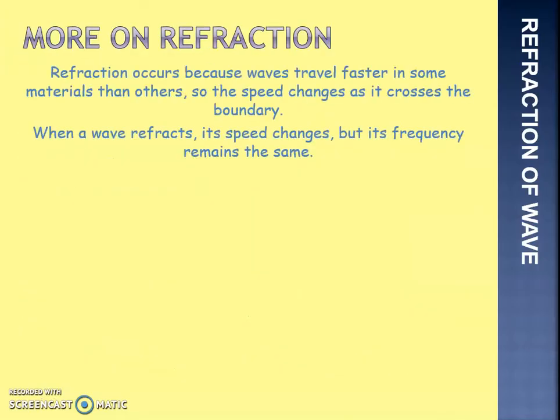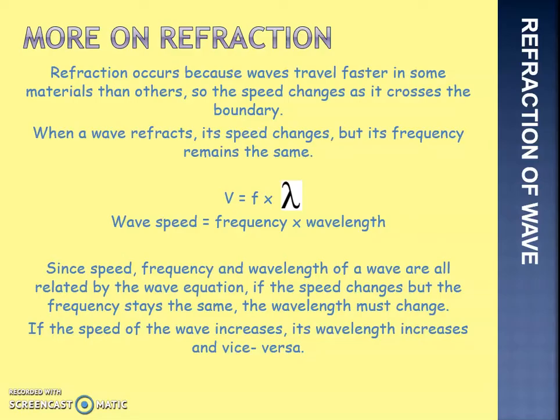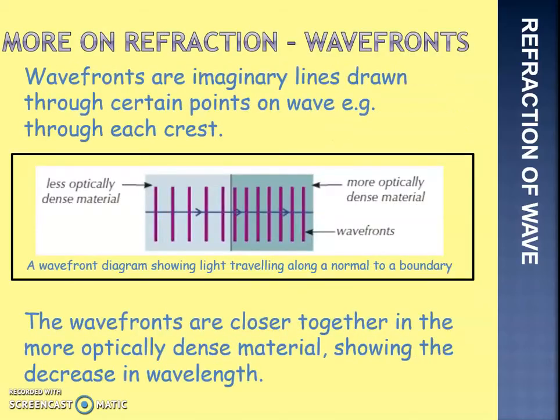Okay, refraction occurs because waves travel faster in some materials than others, so the speed changes as it crosses the boundary. When a wave refracts, its speed changes, but its frequency remains the same. Wave speed is equal to frequency times wavelength. Since speed, frequency and wavelength of a wave are all related from the wave equation, if the speed changes but the frequency stays the same, that means the wavelength must also change. If the speed of a wave increases, its wavelength increases. If the speed of the wave decreases, its wavelength decreases. This is only if frequency remains the same, as it will do for the examples we have here.